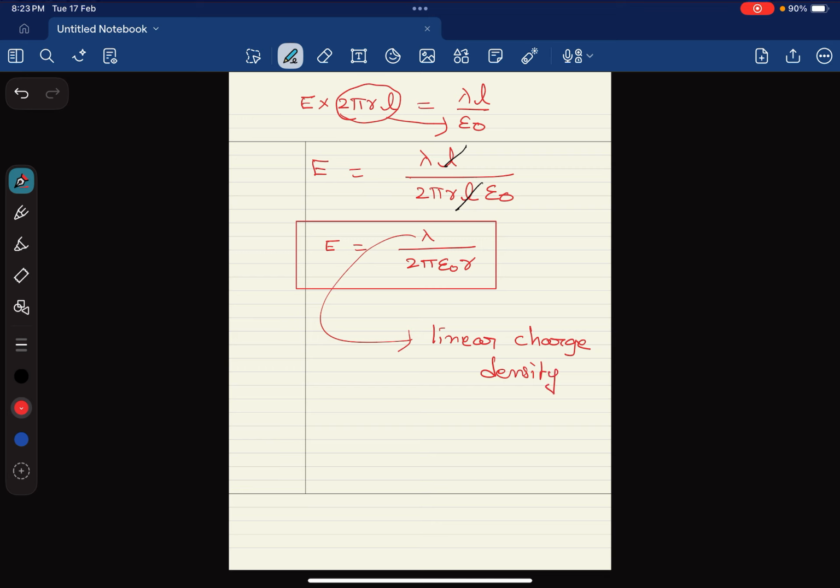This expression is most important for the 5-mark question, especially for the PU board as well as the AP board. Sometimes in CBSE also they will give it as a 5-mark sub-question. I hope you understand.